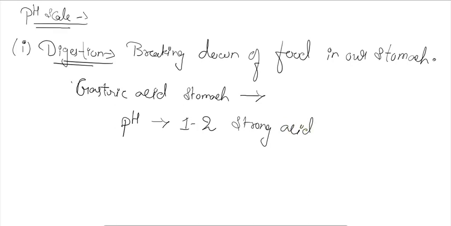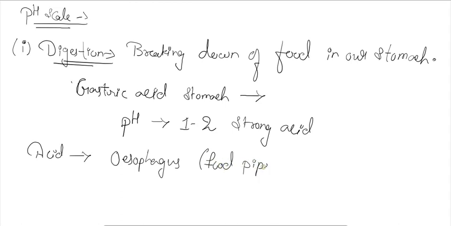It means the acid present in our stomach, gastric acid, is very much acidic, a strong acid. Then if this acid is transferred to our esophagus, which is also called the food pipe, through which food is transferred to our stomach, why does this happen? Due to indigestion.